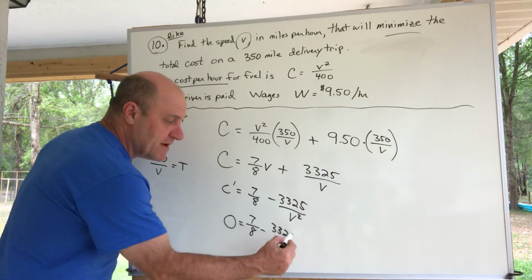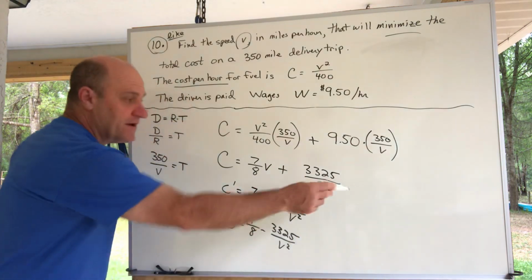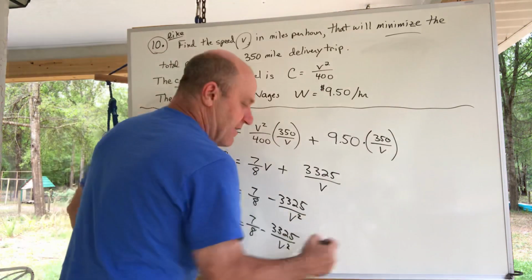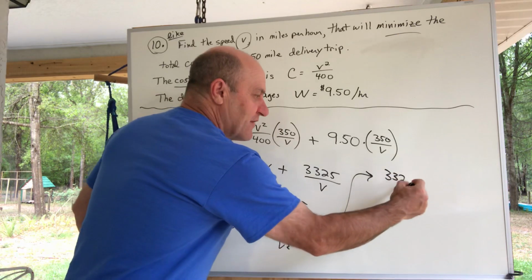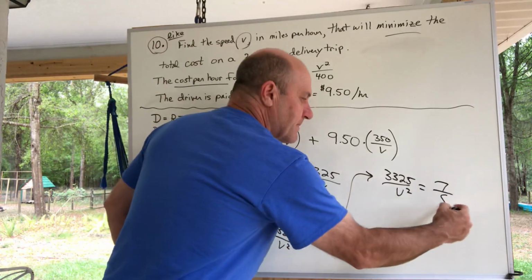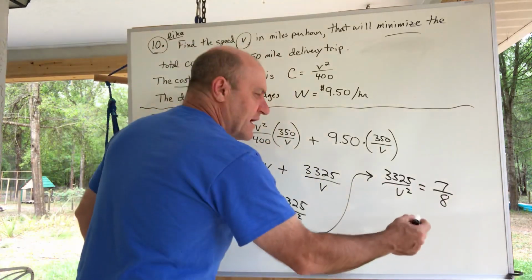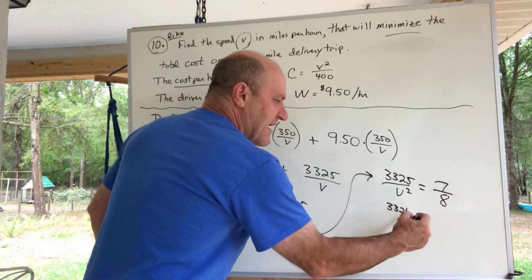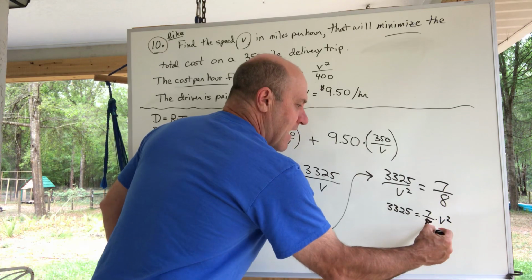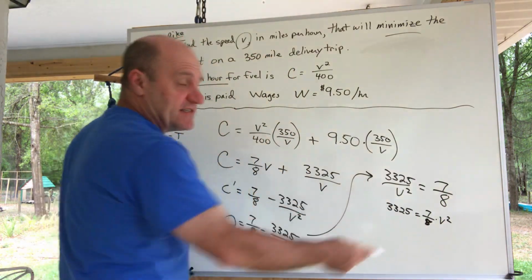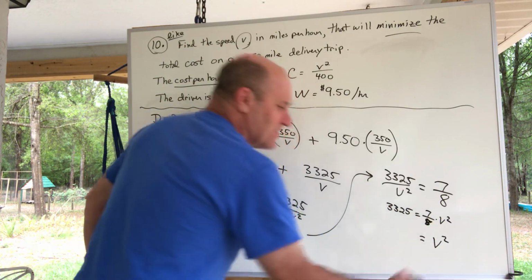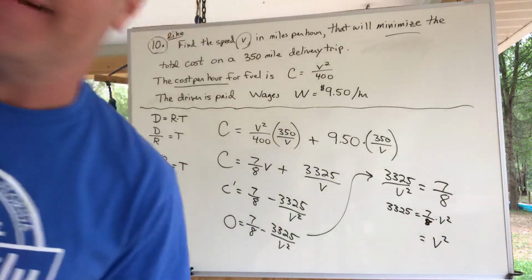I'm running out of room here. Maybe I got enough room over here. Let's see, I will add this term over here to this side. So I'll have, moving right over here, 3325 over v squared equals the 7/8. Now what? Multiply by v squared. 3325 equals 7/8 times v squared. I guess I want to multiply by 8/7. And so when I multiply by 8/7, I get v squared equals, let me check my calculator.